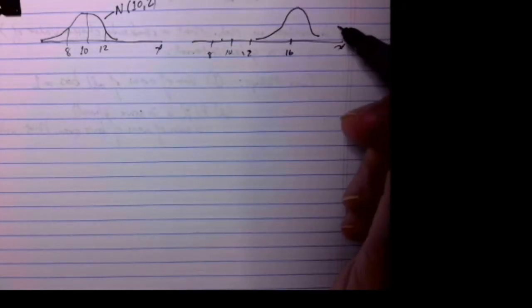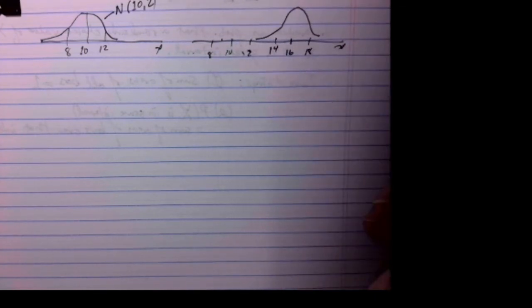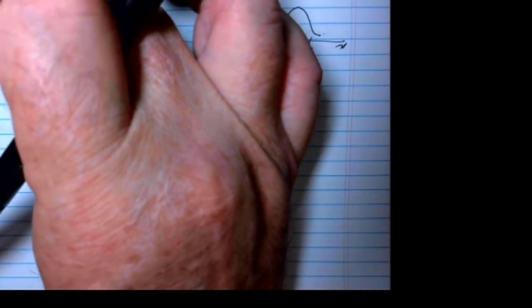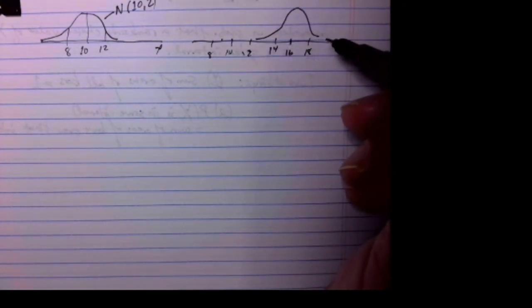Oh, I didn't draw it too close to that one. But it would look exactly the same. Okay? And this would be 14 and this would be 18. It would look exactly the same as this curve. It would look as though you took this curve and slid it across the axis to get the new one. Changing the mean just changes the location of the curve without changing its shape.